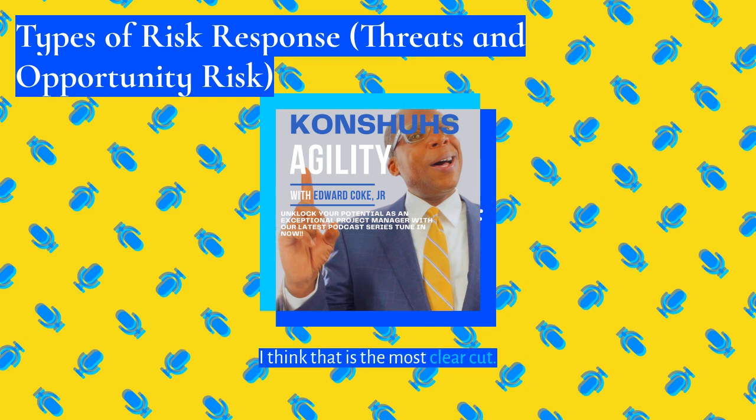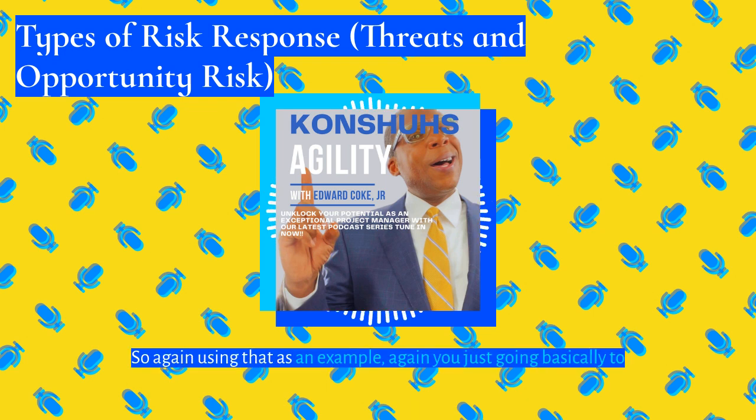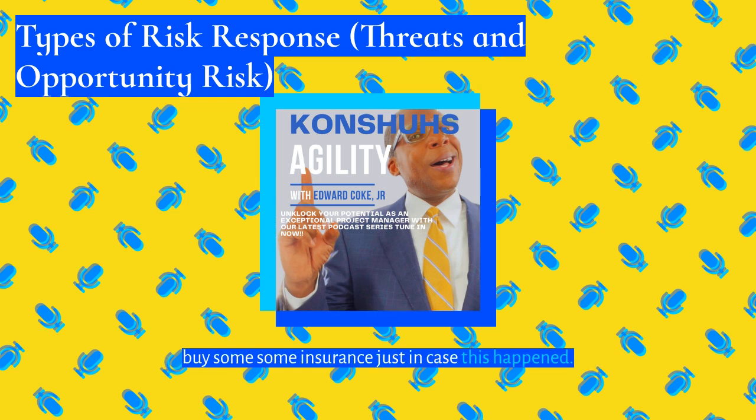I think that is the most clear cut. So again, using that as an example, you're basically buying some insurance just in case this happened. Another one, if you had a car, buying car insurance. So if something happens, you may be responsible for a deductible piece, but then the insurance company will cover the rest of whatever the issue is as far as the car damage.